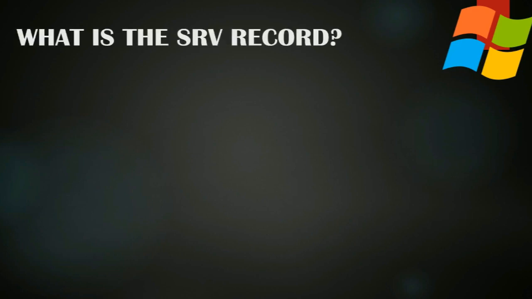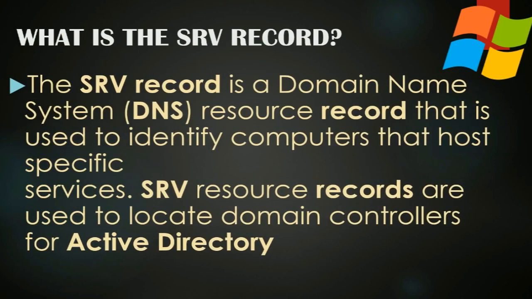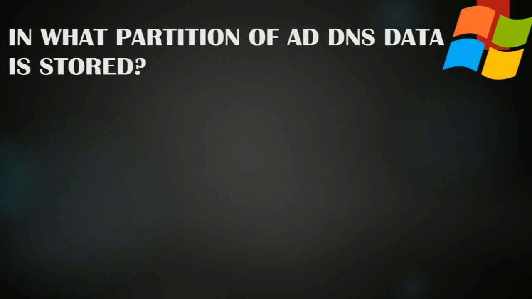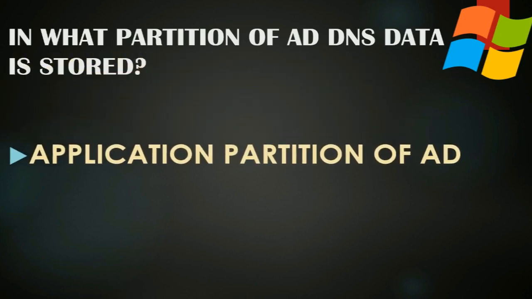What is the SRV record? The SRV record is a domain name system resource record that is used to identify computers that host specific services. SRV resource records are used to locate domain controllers for Active Directory. The next question is, in what partition of AD is DNS data stored? The answer is the application partition of Active Directory.